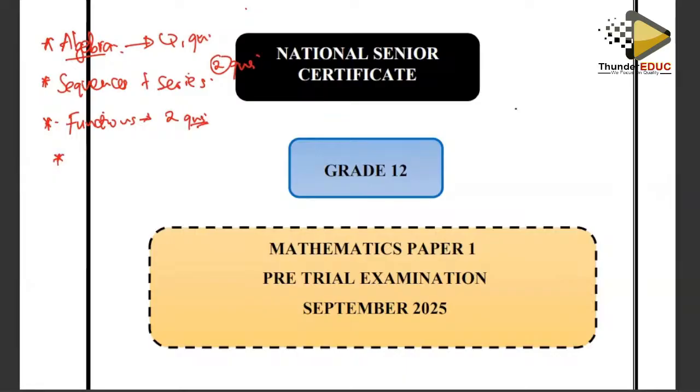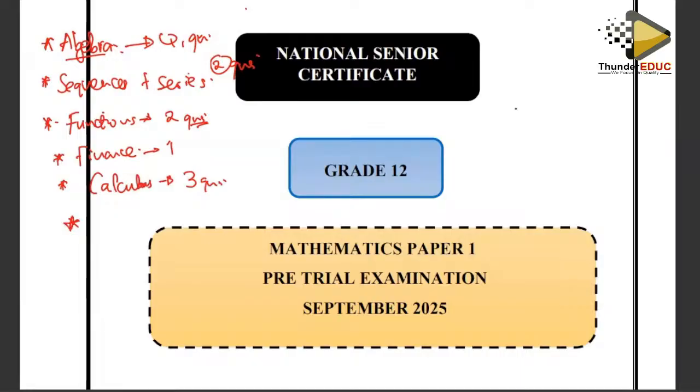Then from the functions, we have what we call the finance, and finance is usually 1 question, okay? Then besides the finance, we have the next topic, which is the calculus. Calculus, and this one is also around about 2 to 3 questions, depending, okay? Because we have the optimization and all of that. So I'll just give it around about 3 questions, or 2 to 3.